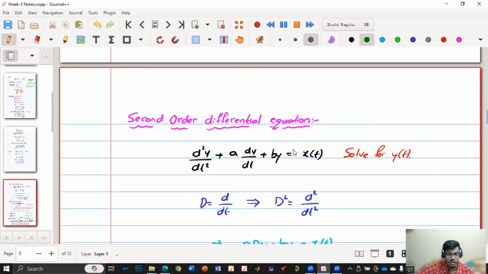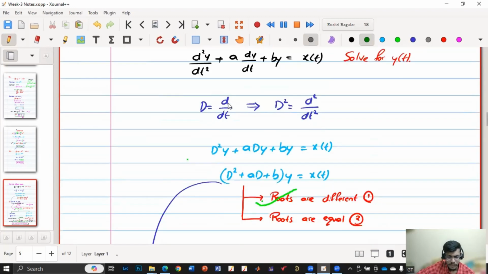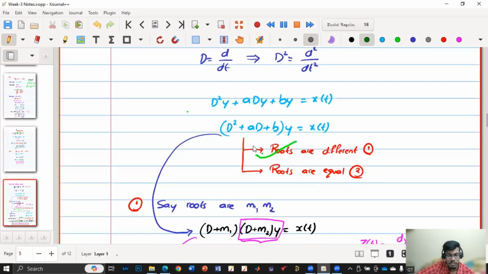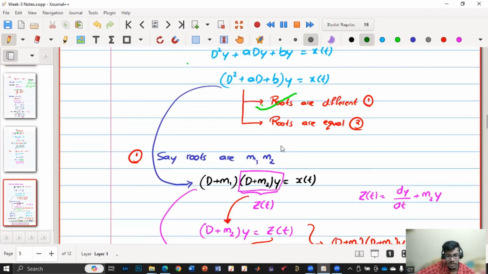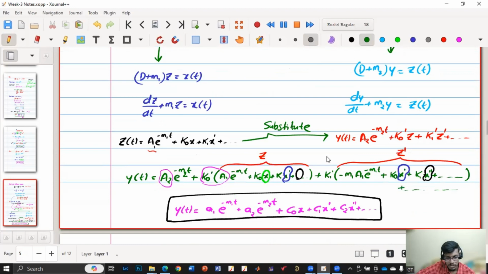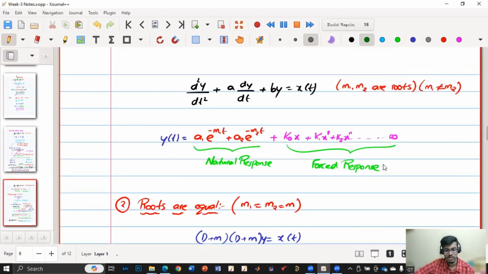Then we went to second order differential equation, which can be solved by factorizing it and converting it into two first order linear differential equation problems. So there will be two cases. One, the roots are different, the other, the roots are equal. So in the case where the roots are different, we have solved two first order linear differential equations, and then we have substituted back and we got a generalized solution. This one is the natural response, the other is the forced response.